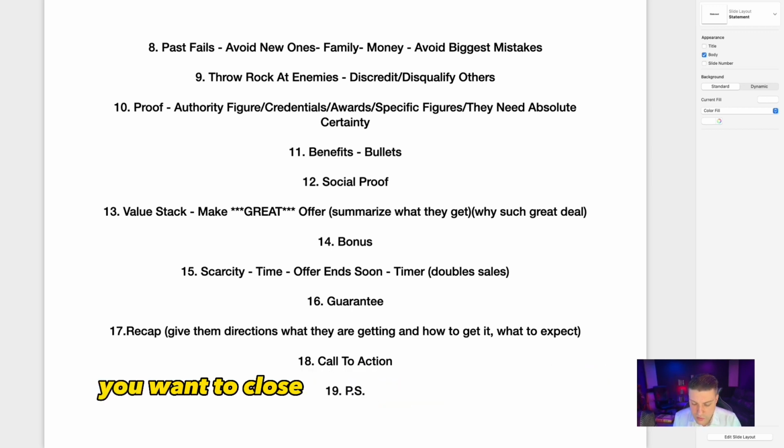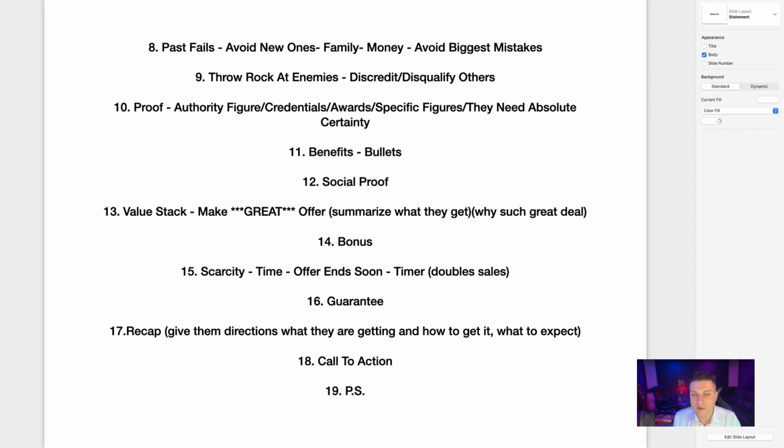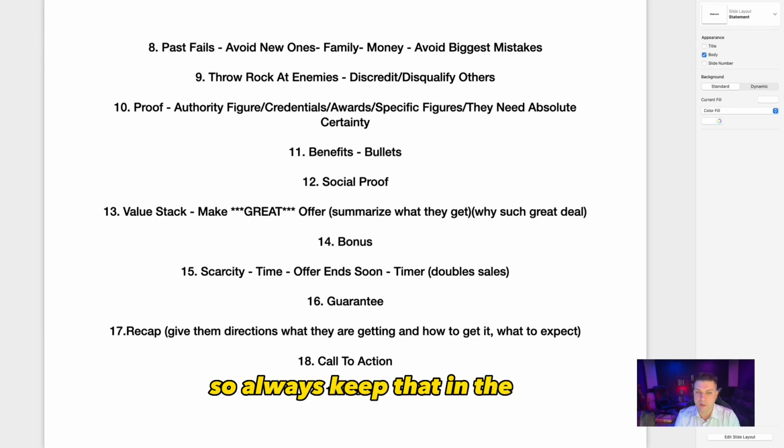brain. You want to close that part where they're thinking, I don't know, I don't really trust this product. I'm kind of worried that maybe somewhere in here, whether it's money or what you have to offer, if it's worth it, you want to close that. You want to make sure they're absolutely certain. So always keep that in the back of your mind.